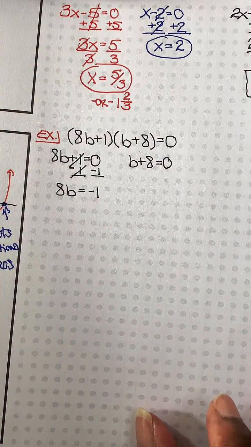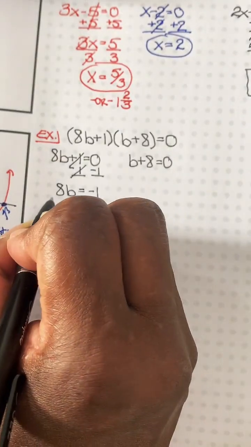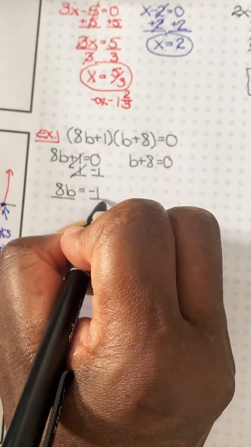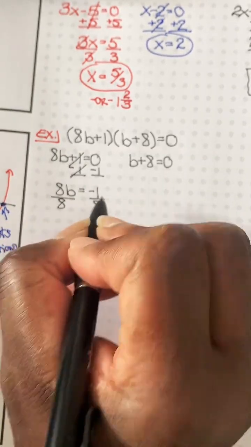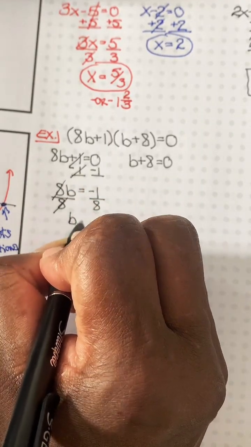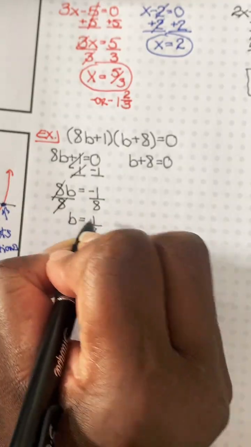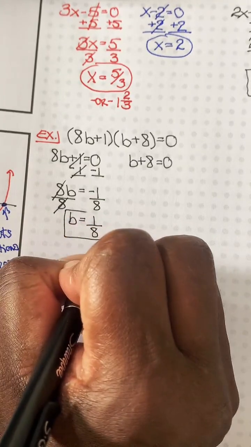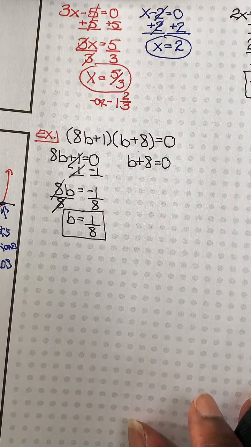There you go, Lisa. We got that. Nice, Leanne. Awesome. So we divide both sides by 8. And our b equals 1/8. All right, you still got it.